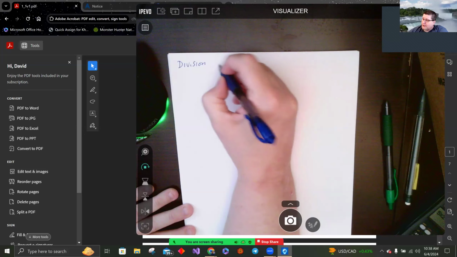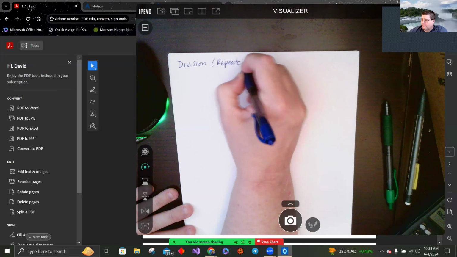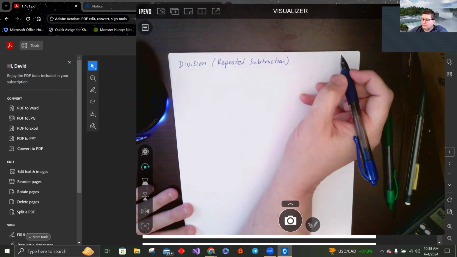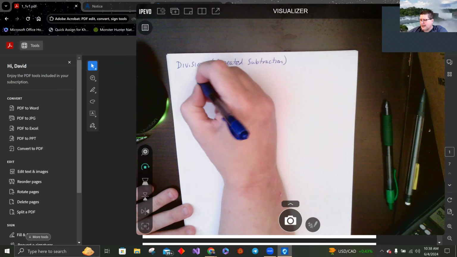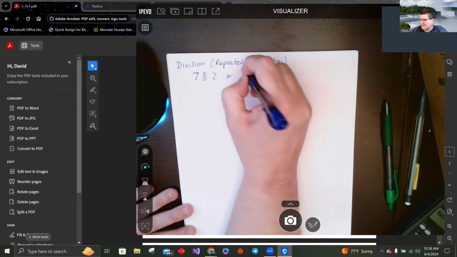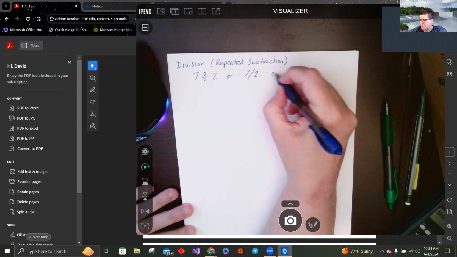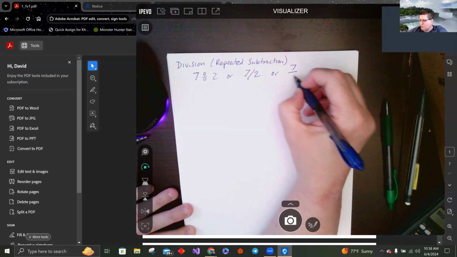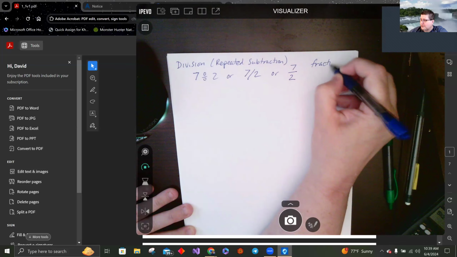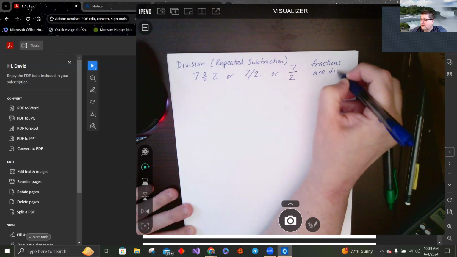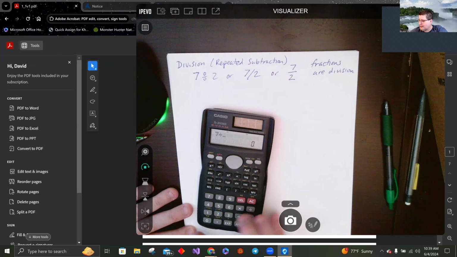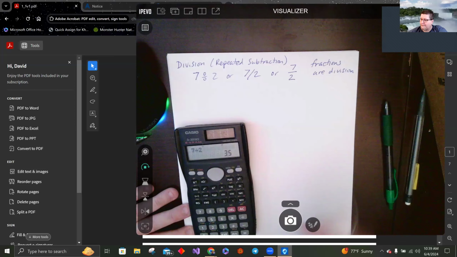Division is really just repeated subtraction. And we have a couple symbols for that. 7 divided by 2, or 7 dash 2, or as we're going to see in 1.2, the next section we're doing, fractions are division. 7 divided by 2, 3.5.